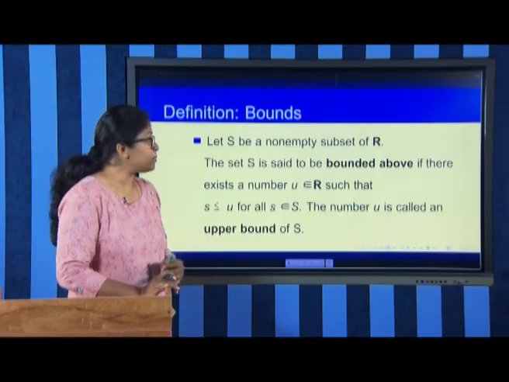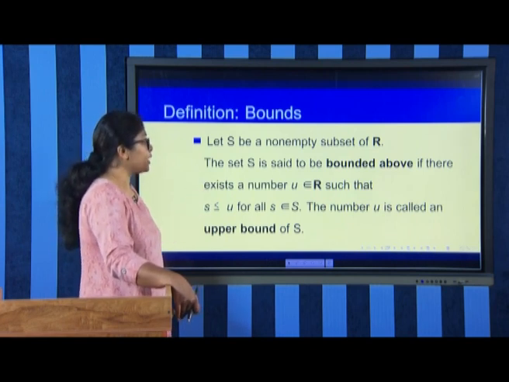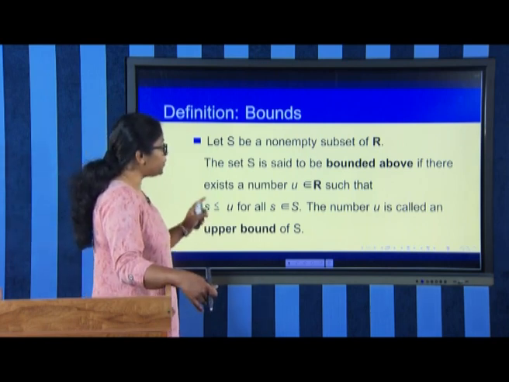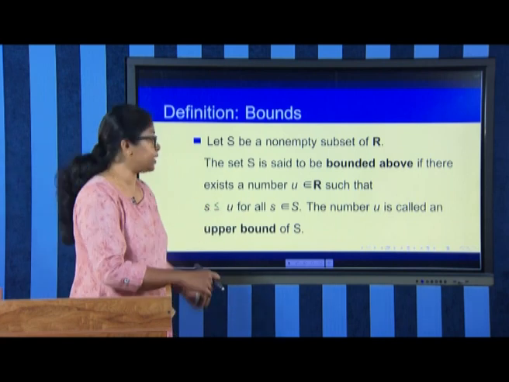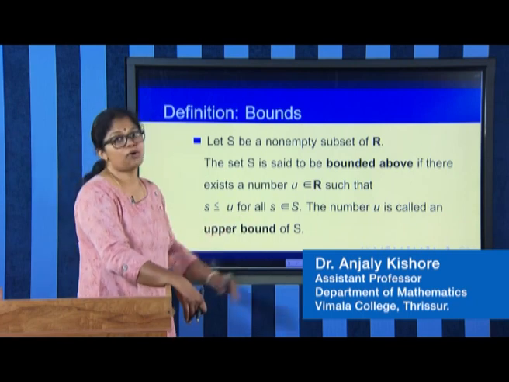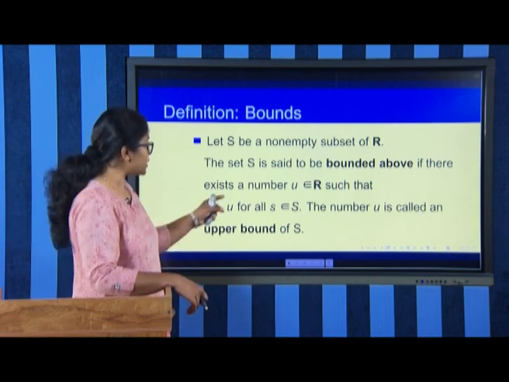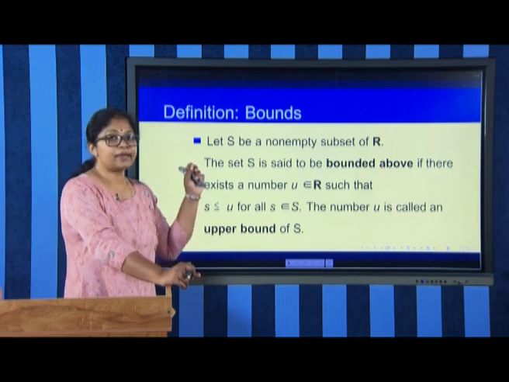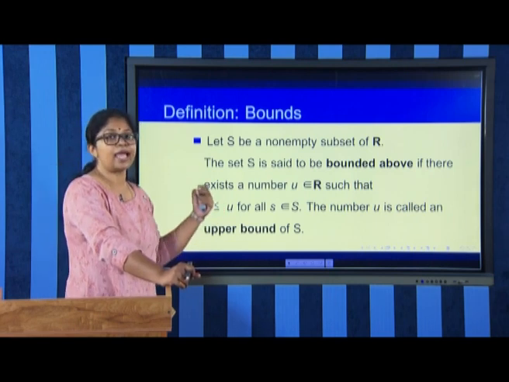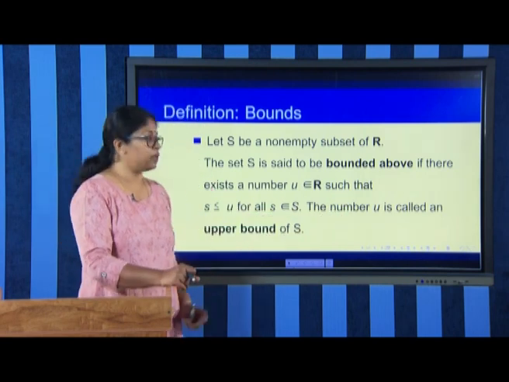Let S be a non-empty subset of R. The set S is said to be bounded above if there exists a real number u such that every element of S is less than or equal to that number u. Then the number u is called the upper bound of S. So, any real number which is greater than or equal to every element of the set S is called an upper bound of the set S.